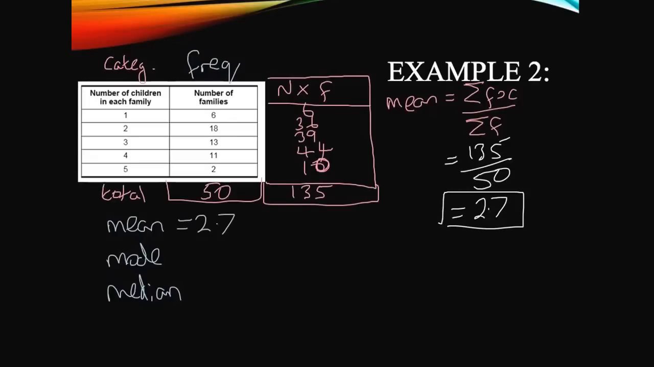So what I'm doing is looking down my frequency for the biggest number. 18 is the biggest number, so the number of children is 2. So the mode is 2.